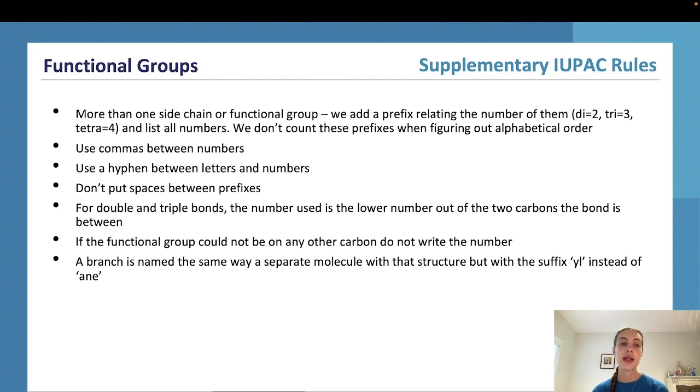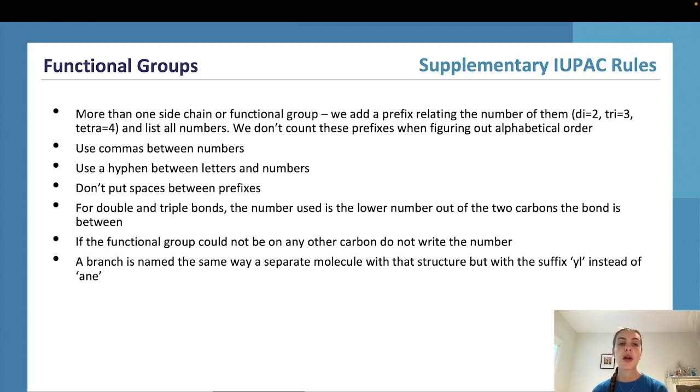The next thing we need to note is that you use commas between numbers. So for example, if we're saying that we've got a methyl group on the 2nd carbon and a methyl group on the 3rd carbon, you'd have to say 2,3 hyphen dimethyl. So that also leads to the next point, which is using a hyphen between letters and numbers. So anywhere where you separate the numbers from the letters, you're going to have to put a hyphen. So if you're saying that there is a chlorine group on the 2nd carbon, you'd have to call it 2 hyphen chloro, whatever the rest of the chain is.